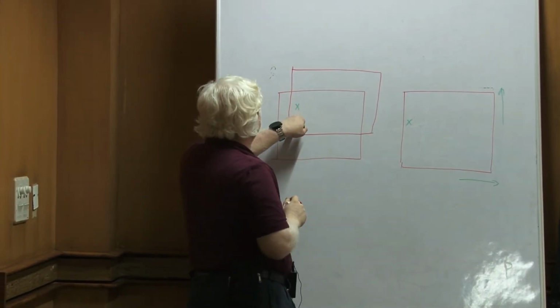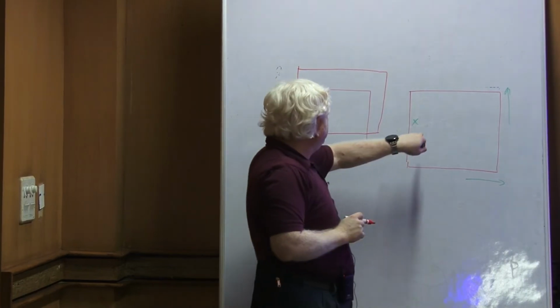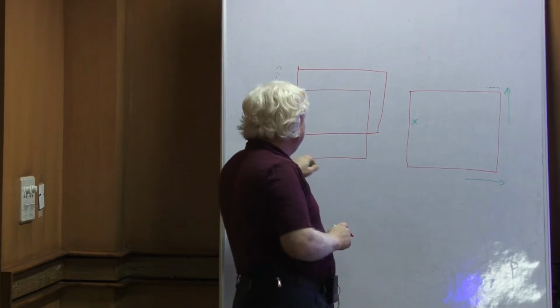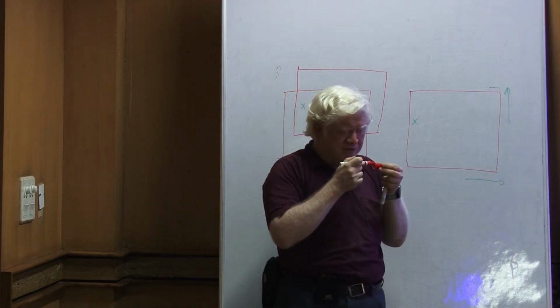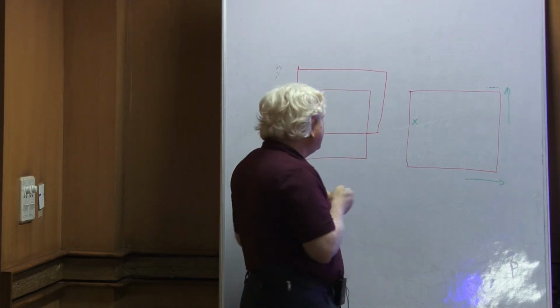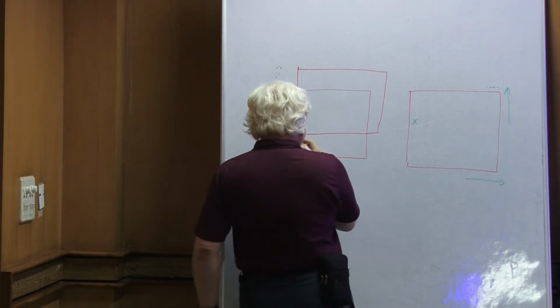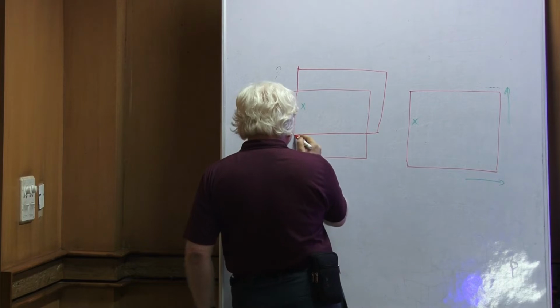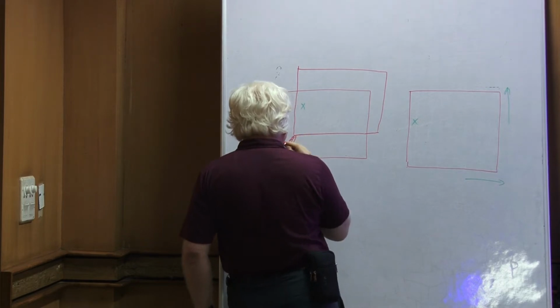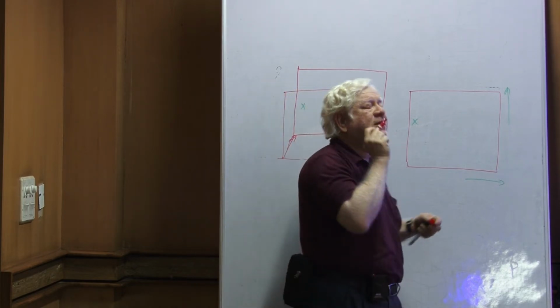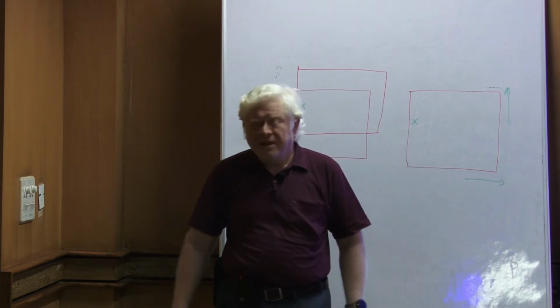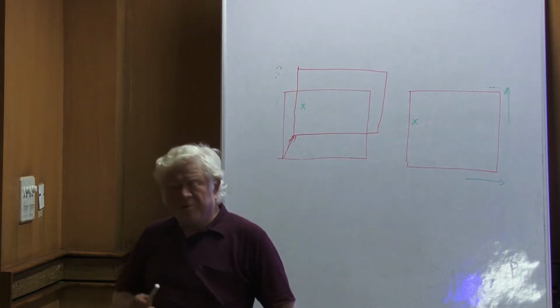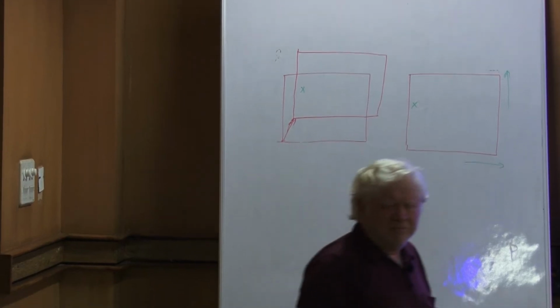Now, if you look at this cross as belonging to this frame, you will see it is in the right place. If you look at this cross as belonging to this frame, then it is in the right place. So, what I want to evaluate is this difference in position, this vector. I want to evaluate what is the amount of shift.